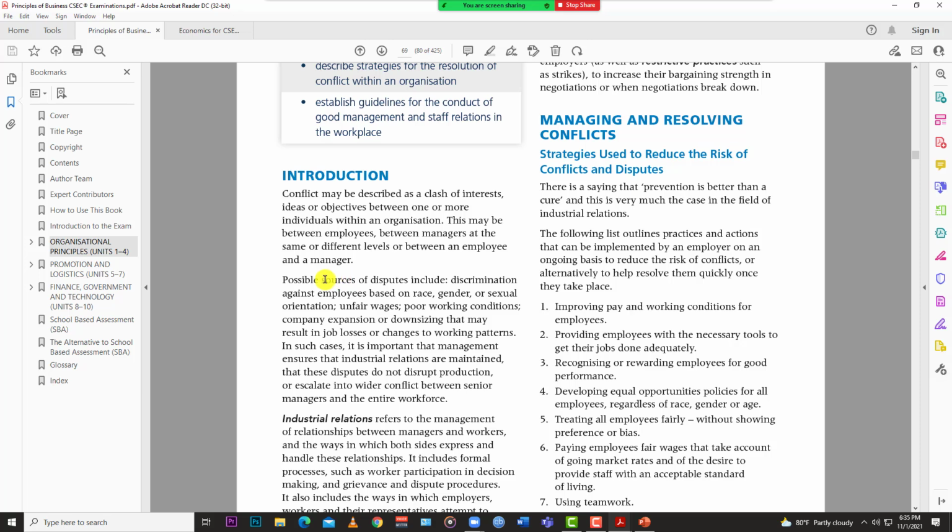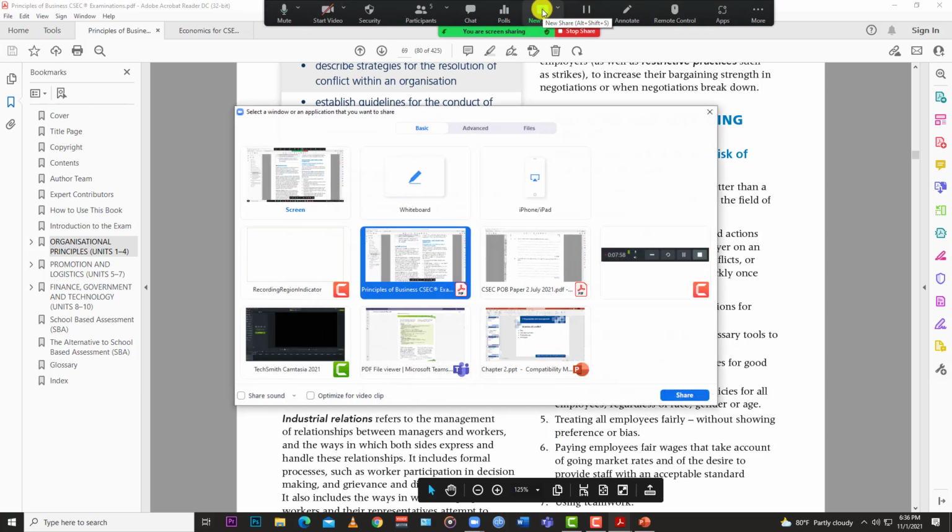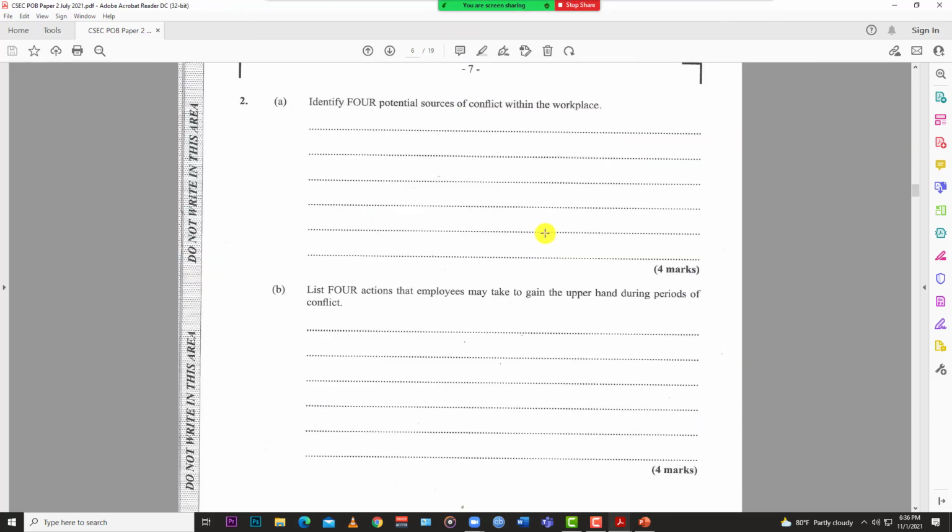They have some other ones. Possible sources of conflict include discrimination, right? So you discriminate against somebody for their race, gender, or their sexual orientation, as we said before. Unfair wages, poor working condition, company expansion or downsizing that may result in job losses. So when people hear the company might be merge with the next company, or they might be slimming down, you know, jobs going to be lost right there. And so we have some conflict right there. And so all those are sources of conflict within an organization. Good, so you identify any of those 4 and you would have gained your 4 full marks.